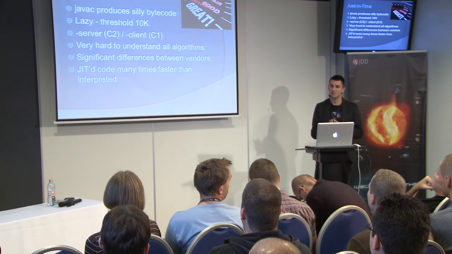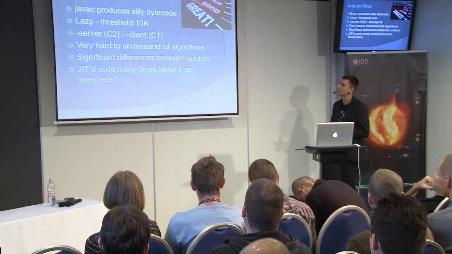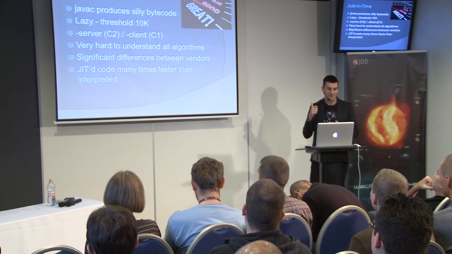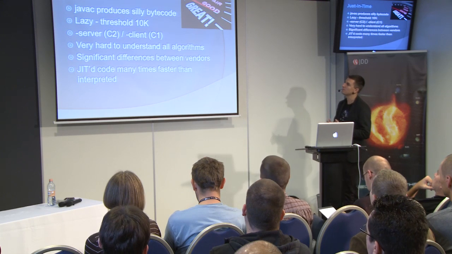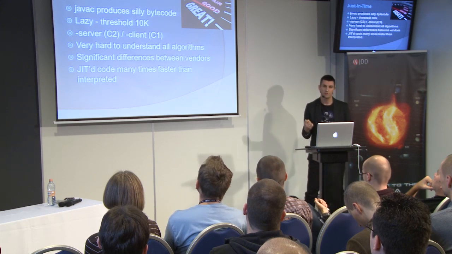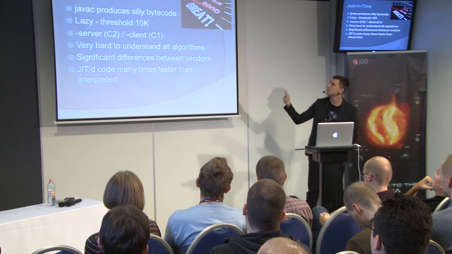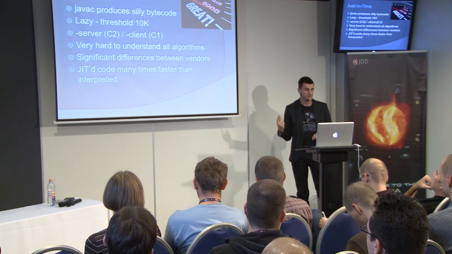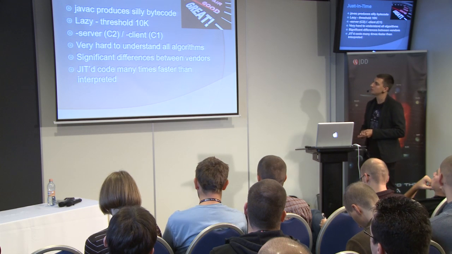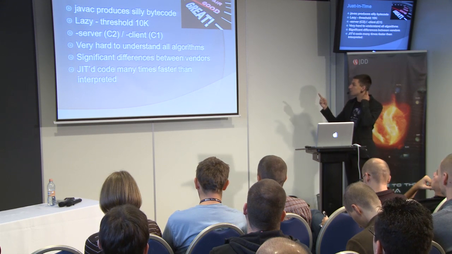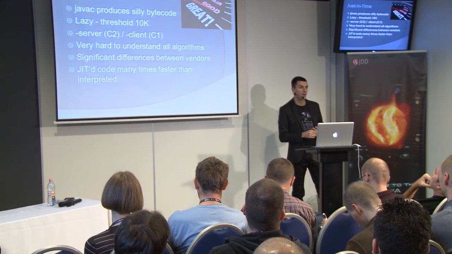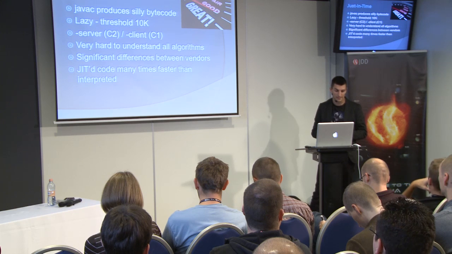Okay, it's not setting the default heap size and garbage collector. The main function of minus server and minus client is to switch between two implementations of JIT. The server JIT is called C2 and the client JIT is called C1. On the server JIT, the threshold is about 10,000, and for the client, as I remember, it's 1,500, so it's a lot less.